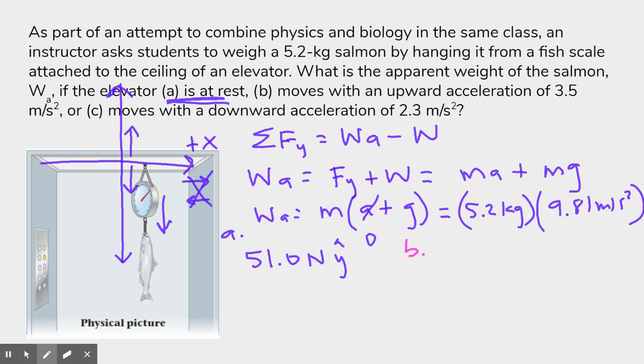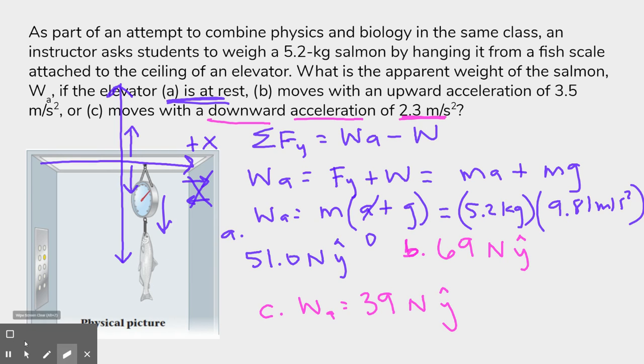Okay, so for part B, you should have found that the final answer, the apparent weight, is 69 newtons, and that is also in the y direction. And for part C, you should have found that that apparent weight is equal to 39 newtons, again in the y direction. And the difference here is that we see in part C there's a downward acceleration, which means this 2.3 needs to be negative. So that's how you solve for A, B, and C. Okay, go ahead and erase that.